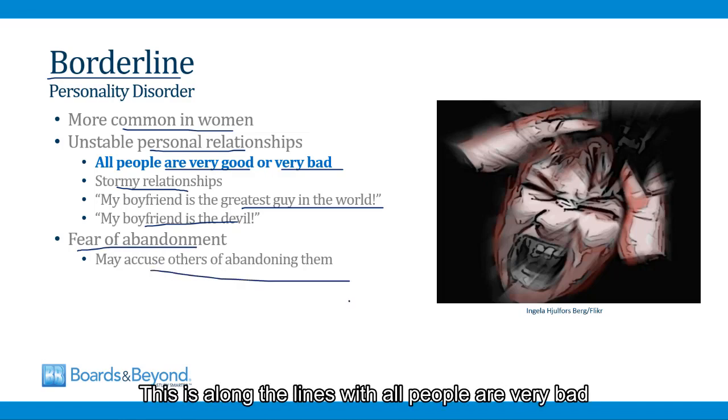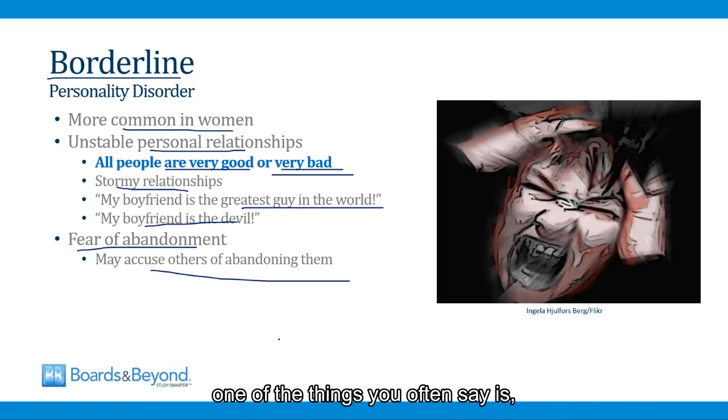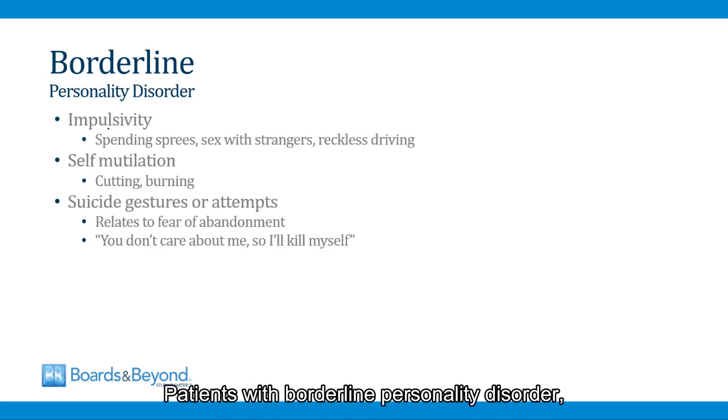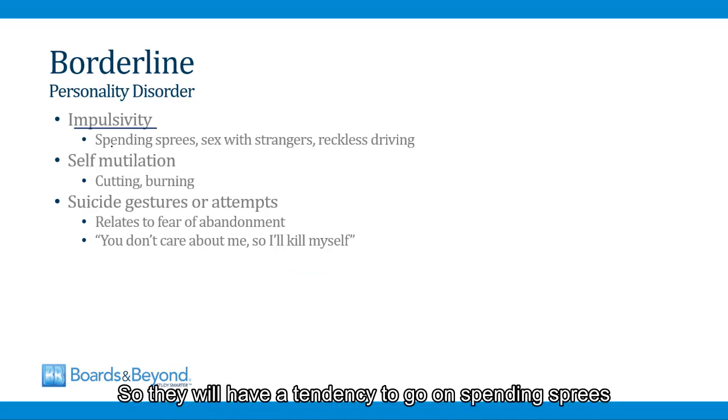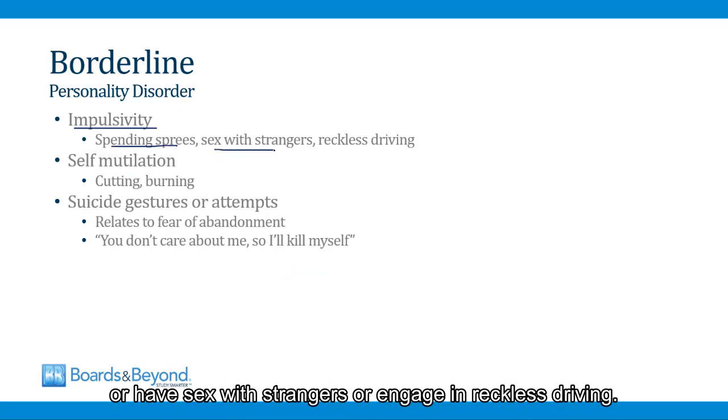This is along the lines with the all people are very bad. When they're telling you other people are very bad, one of the things they will often say is, that person didn't stick up for me, or that person abandoned me. Patients with borderline personality disorder often display impulsivity, so they will have a tendency to go on spending sprees or have sex with strangers or engage in reckless driving.